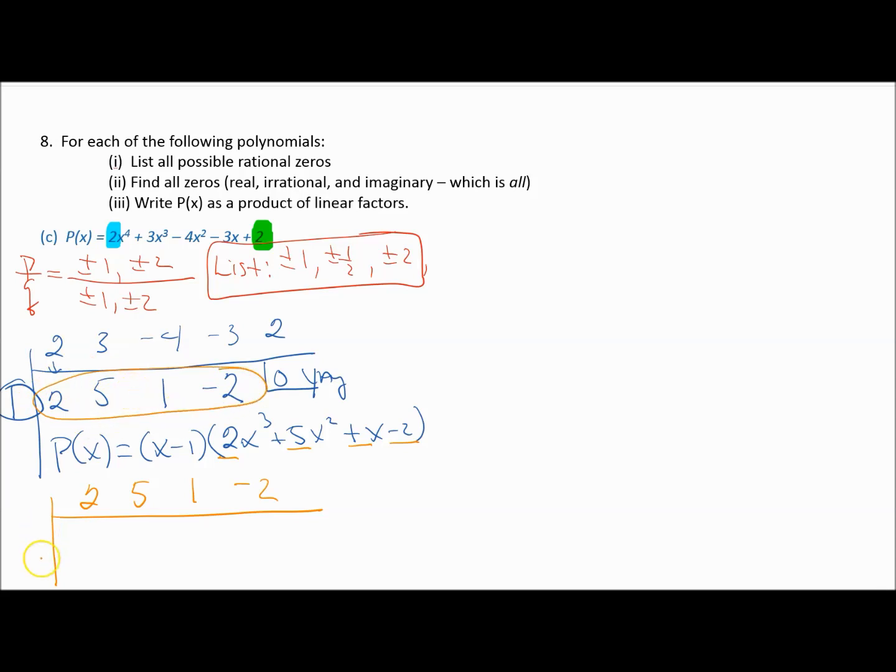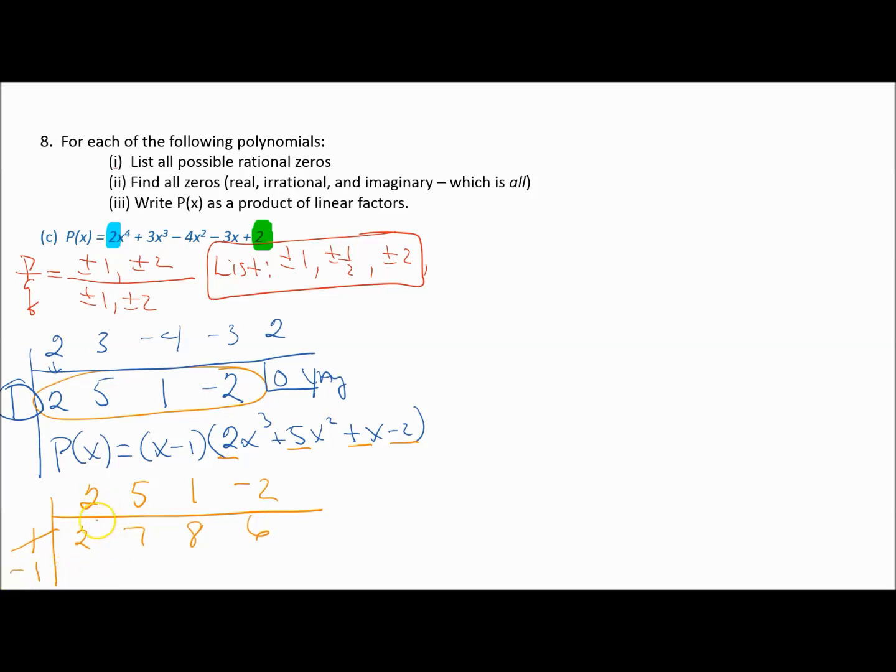Okay? Now my list going down the side, I have to start where my last 0 was, which is at 1. 2 comes down. 1 times 2 is 2, plus 5 is 7. 1 times 7 is 7, plus 1 is 8. 1 times 8 is 8, plus -2 is 6. So 1 is not a 0 a second time. It's still a 0, but not for a second time.